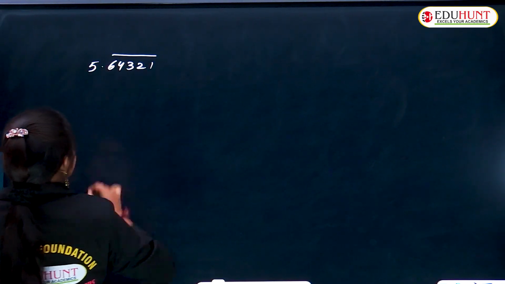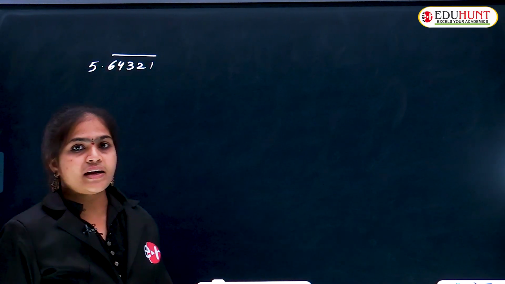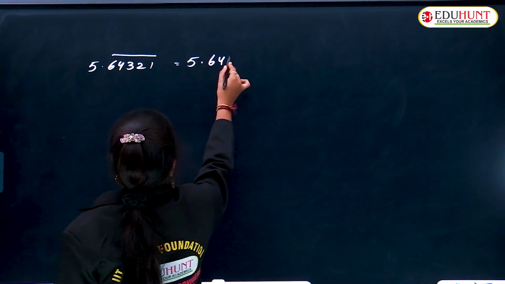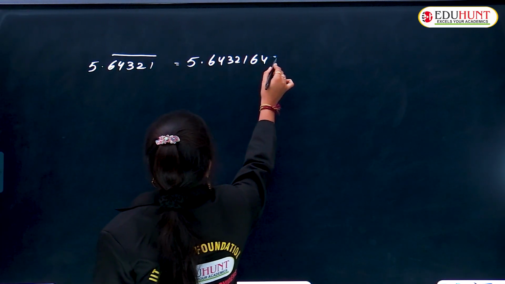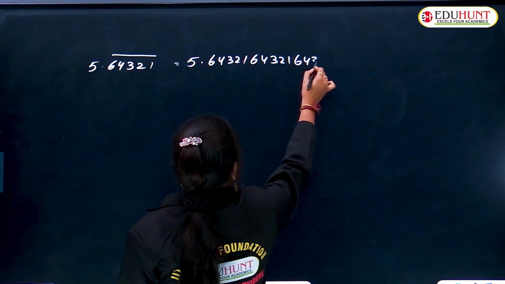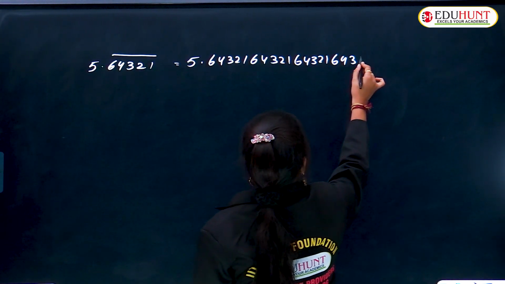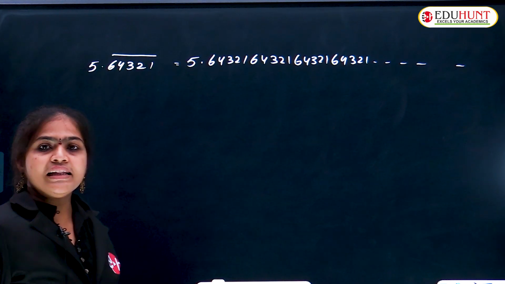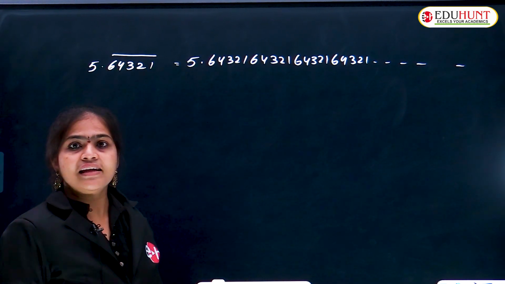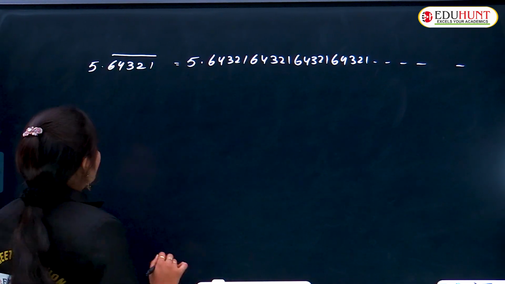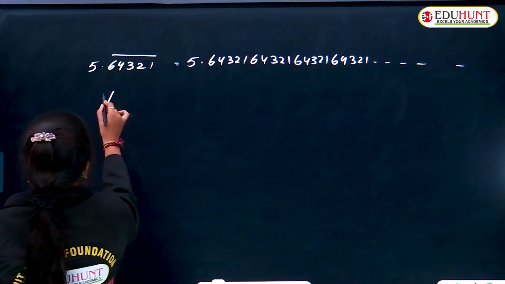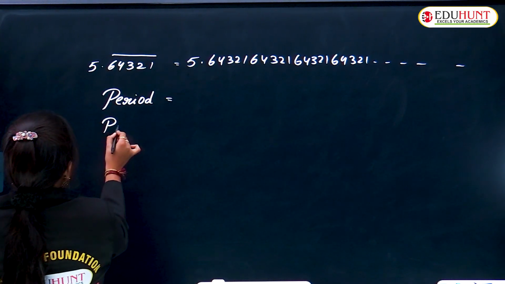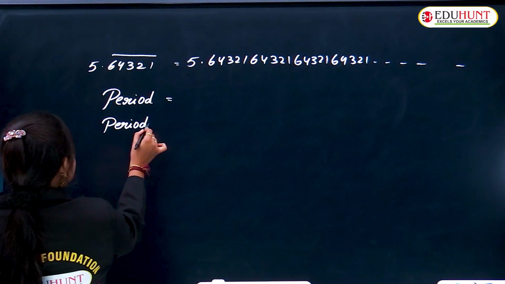Once again, see here: 5.64321 with a bar on 64321. What is the meaning of that? We can write this as 5.64321, again 64321, again 64321, which means it is in continuation. That's why this is a non-terminating repeating decimal. Now which one is the period and which one is the periodicity?